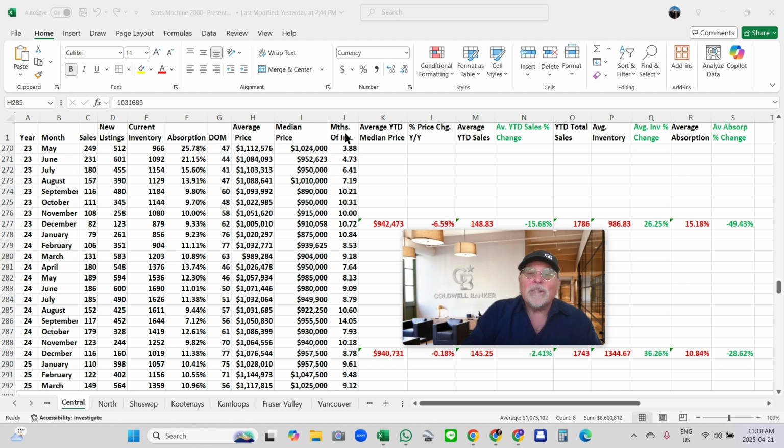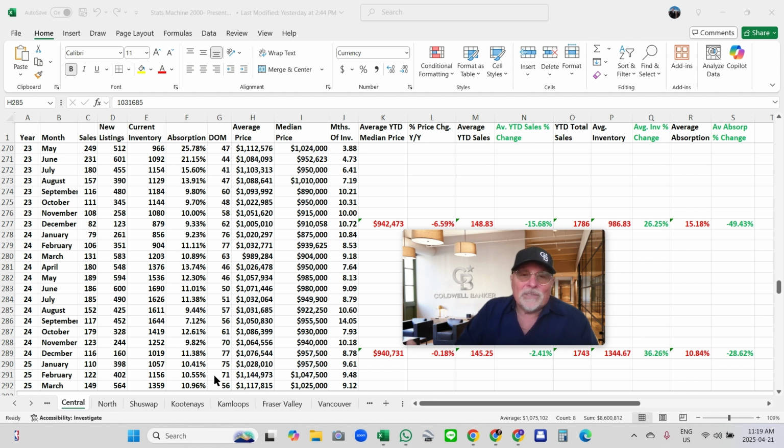This column here, months of inventory, is just another way of saying the absorption. If you look at, say, March of 2025, 9.12 months of inventory. What that means is at this rate of sales, 149 sales per month, it would take 9.12 months to sell this number of houses, 1,359 houses. It's another way of saying the absorption.